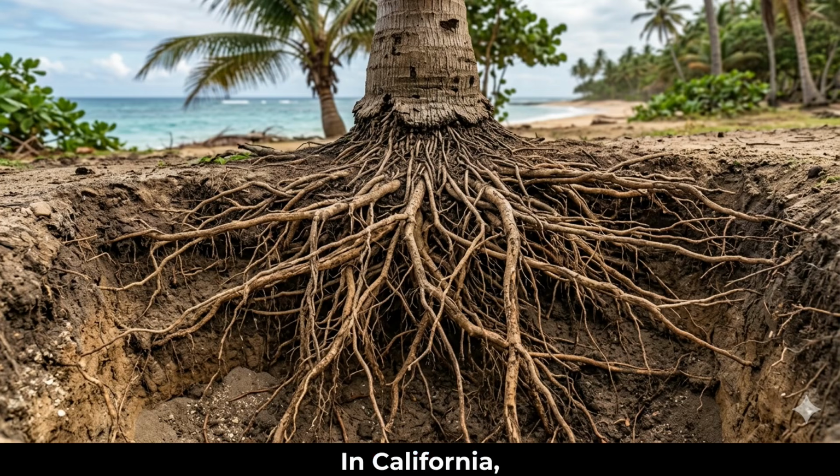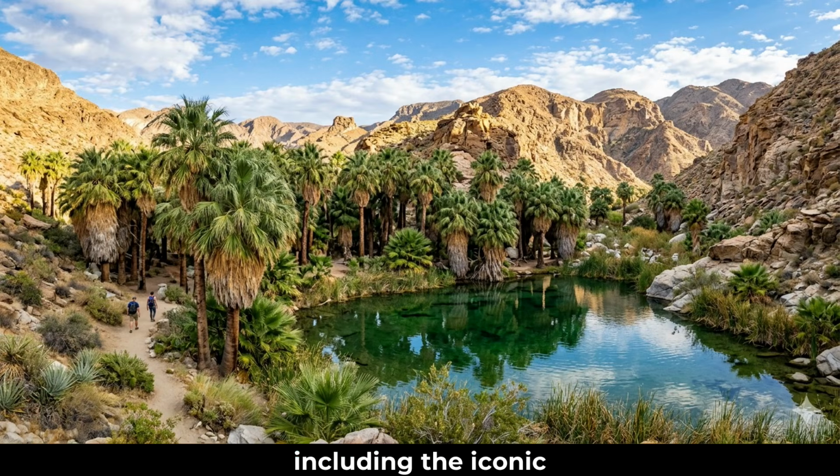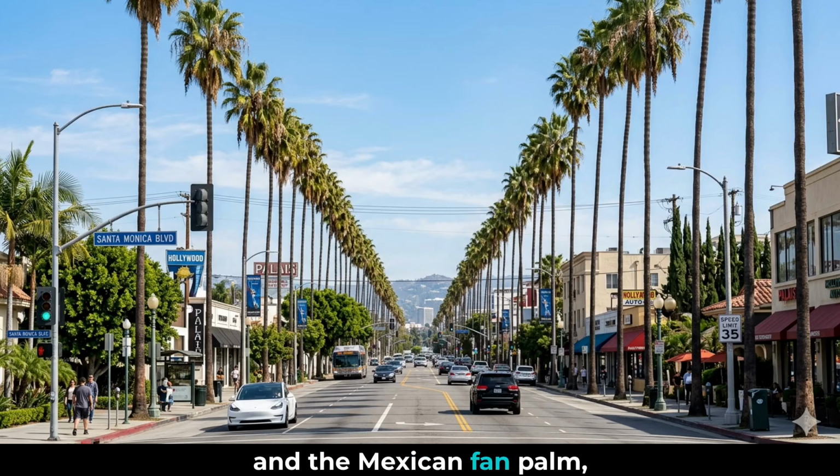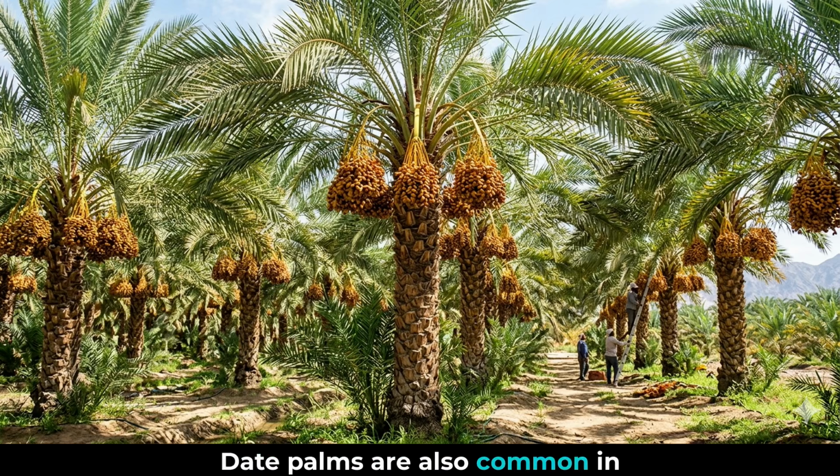In California, monocots are represented mostly by palms, including the iconic California palm, which is native to desert oases, and the Mexican fan palm, which is widely planted in urban landscapes. Date palms are also common in landscaping and agricultural settings. These palms grow tall, with unbranched trunks and large fan-shaped leaves, creating distinctive silhouettes in the landscape.